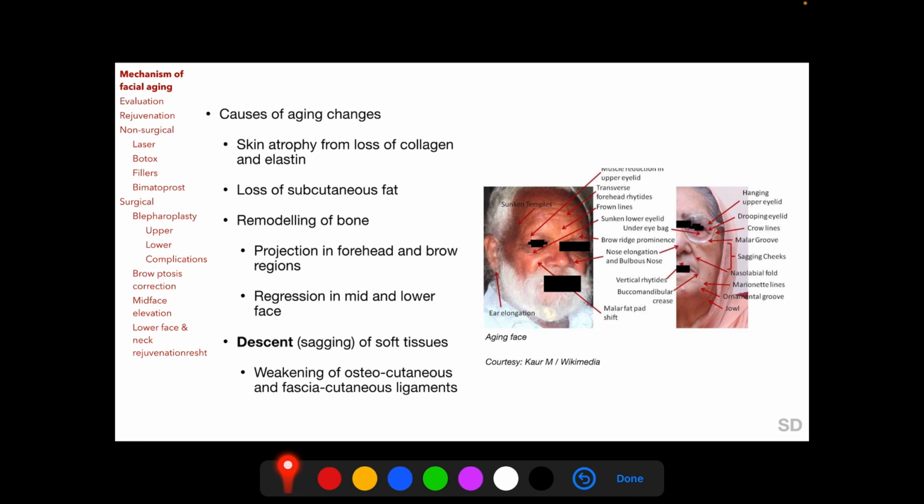Causes of aging changes include skin atrophy from loss of collagen and elastin, loss of subcutaneous fat, remodeling of bone which includes projection in the forehead and brow regions, and regression in the mid and lower face. Descent or sagging of soft tissues due to weakening of ligaments connecting the underlying bone with the skin and the underlying fascia with the skin.